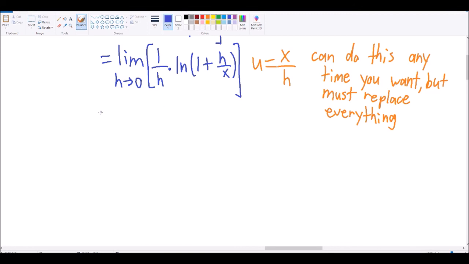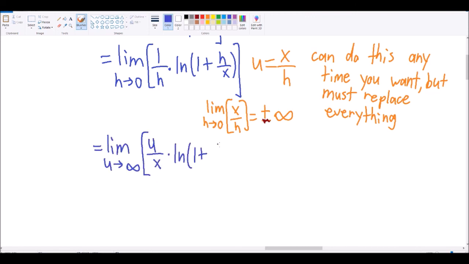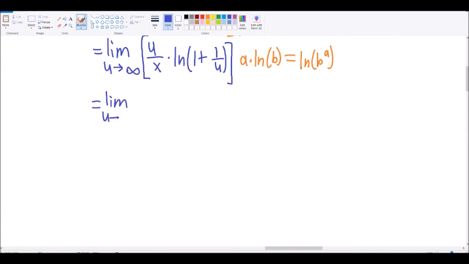Since h is in the substitution, we need to change the limit as well. As h approaches 0, we know from before that u would approach positive or negative infinity. Now, since the logarithm function can't handle negative numbers, we'll work with the positive infinity answer. So here's the limit. One last log trick, we can turn a multiply by the log into a thing inside the log to that power. Yeah, you can probably see where this is going.